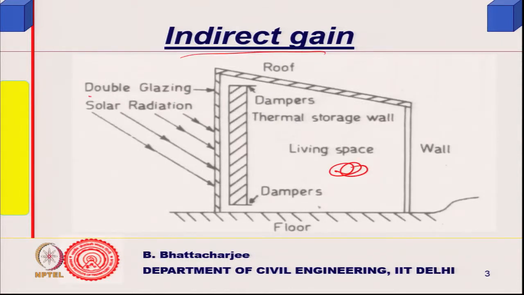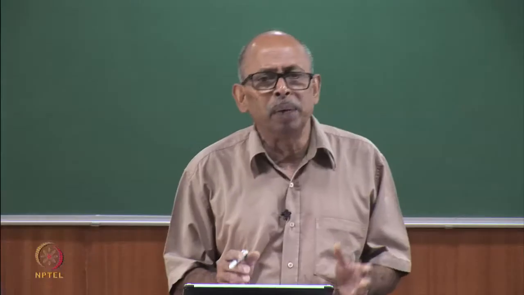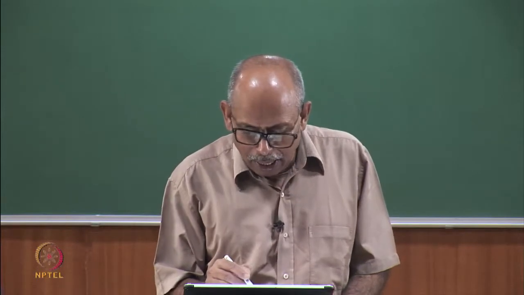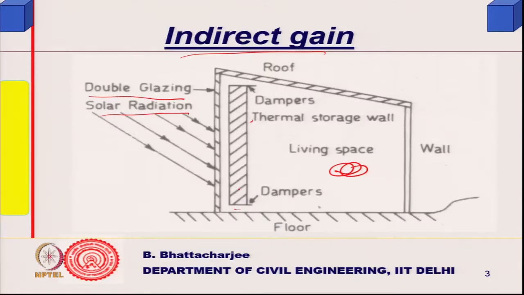So, you have a glazing, the solar radiation falls onto this glass, and there is a wall which has high thermal capacity, even if it is a brickwork or something like that. And of course, you have to have some holes in it, through a damper which can close or open. What will happen is this portion will get heated up, and this will also heat up this wall.